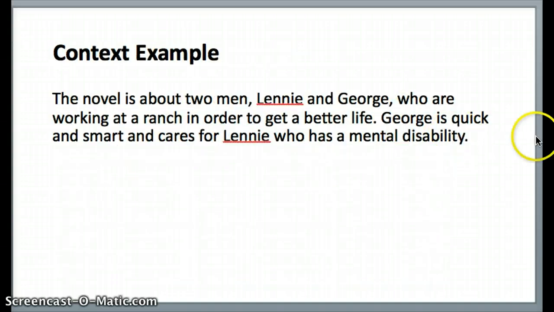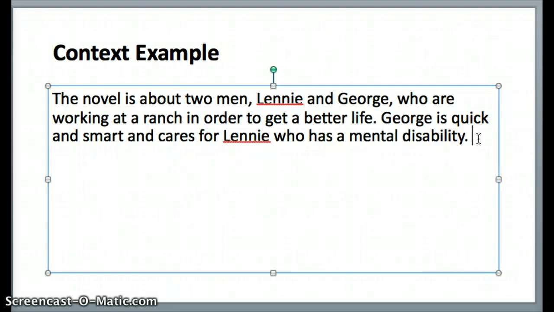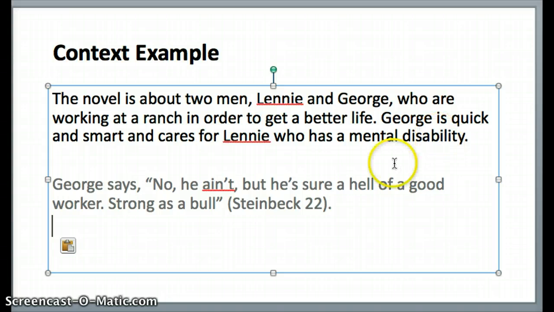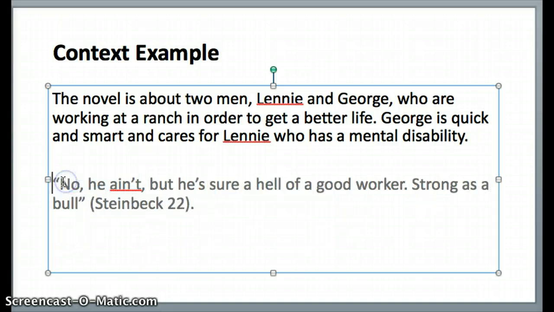Now I'm going to choose a specific scene, or I'm going to write my context for the specific scene. In order to do that, I need to have the quote ready. So I know that this is the quote I'm going to use for my context. It says, "No, he ain't, but he's sure as hell a good worker, strong as a bull." So in order to write a 2 sentences context that tells me what's going on in the scene, I would need to reread page 22 and know what's happening in that scene.